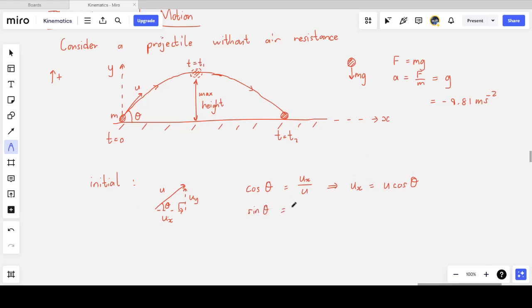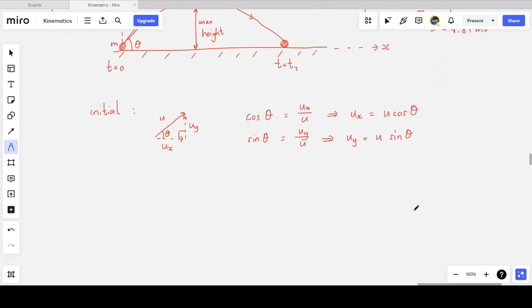With a little help from geometry and trigonometry, cosine theta is ux over u, which means that the horizontal component of the initial velocity, ux, is u cosine theta, because I have a right angle triangle that I've drawn here. And the sine of theta is uy over u, which means that uy is u sine theta. So I don't actually need to know what the horizontal and vertical components are. I can calculate them if I know the angle at which the ball is kicked and its initial velocity.